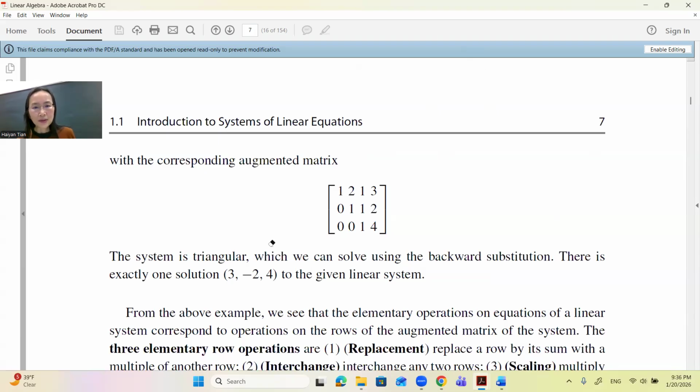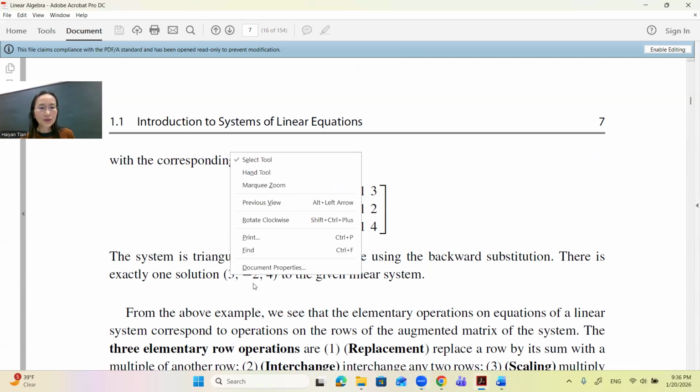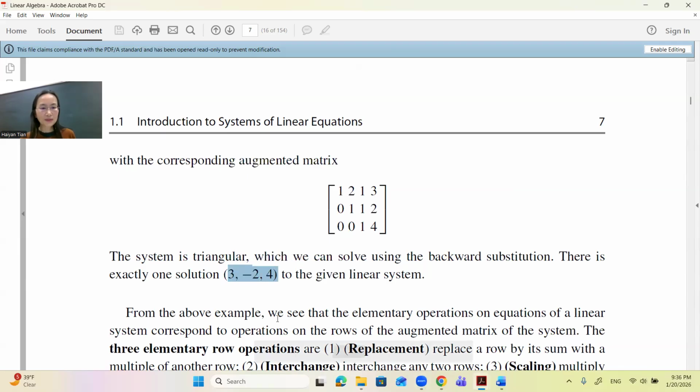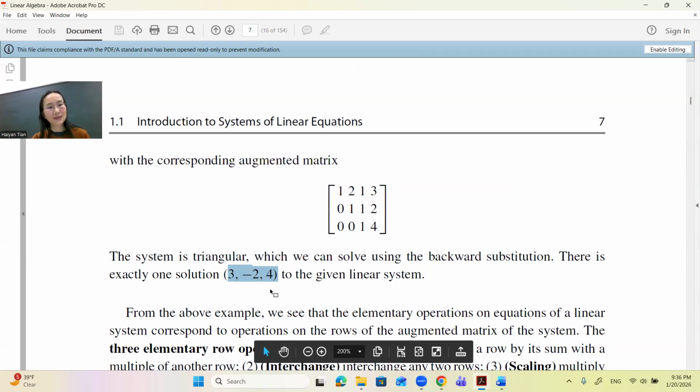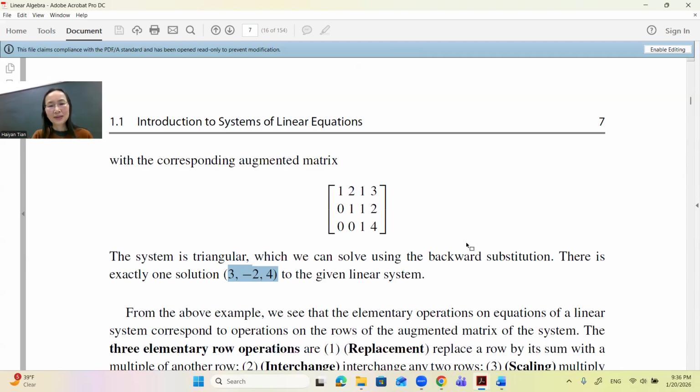Because solving a system, you have to find all variables, right? You have to solve for the values of all variables. Once you find values of all three variables, then you find a solution. But that's the only solution to the system of three equations. You can check, it satisfies all three equations in the system.